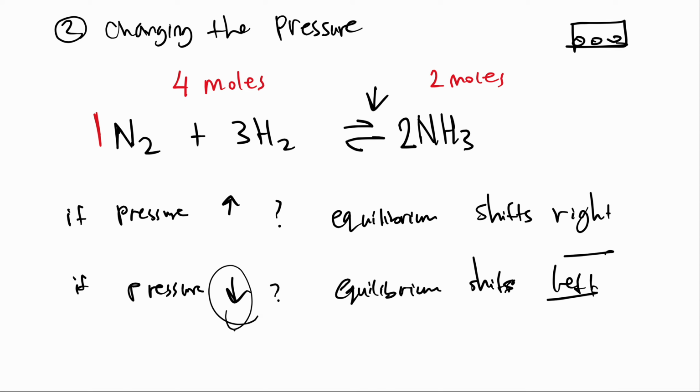If pressure decreases, you're going to want to raise the pressure back up. It's easier to go towards the side with more things, to just add a bit more to the side with more, right? So equilibrium is going to shift left or towards the side with more moles.